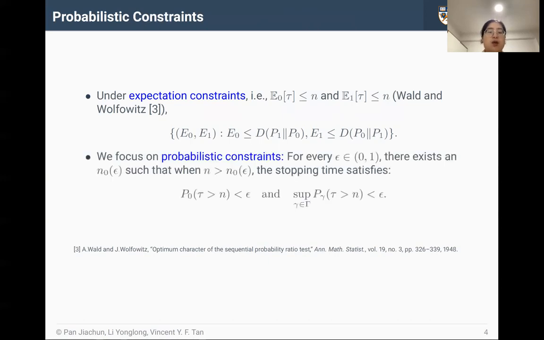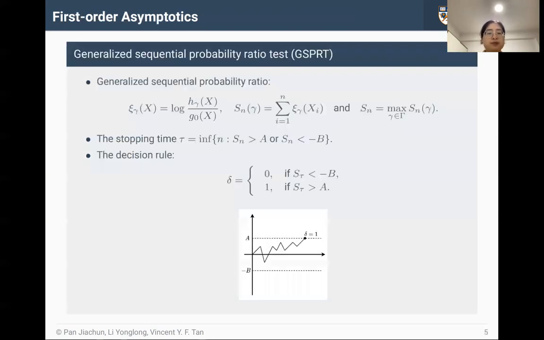Here, we consider the probabilistic constraints. It says that the probability that the stopping time is greater than n is less than epsilon under both hypotheses. It's a more stringent condition than expectation constraints.